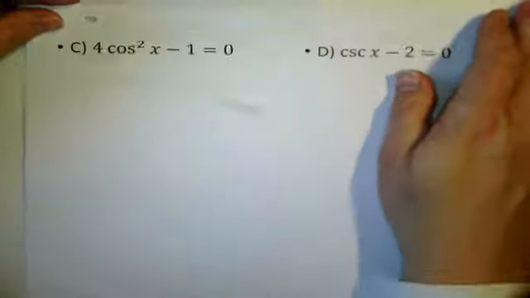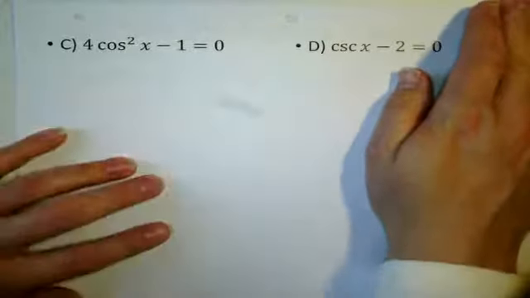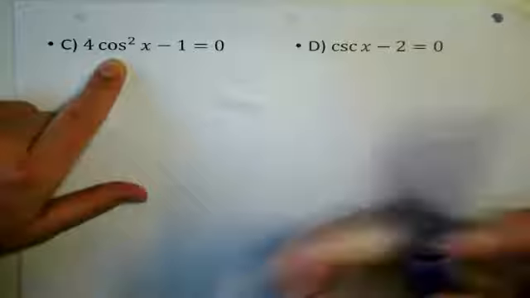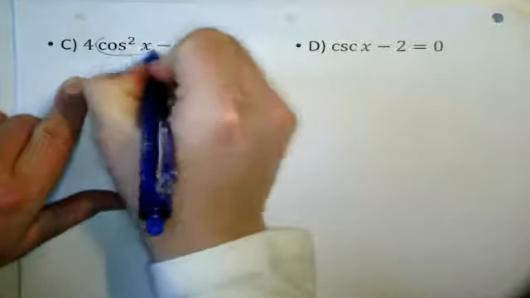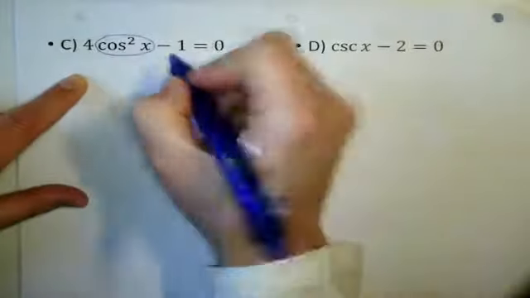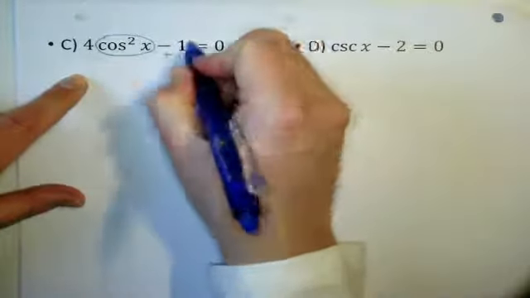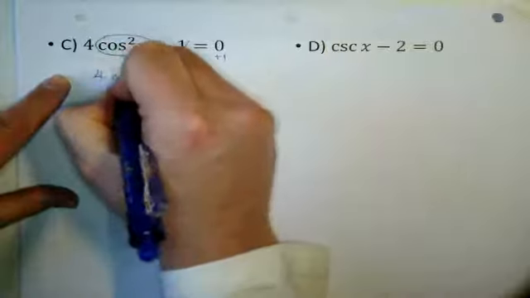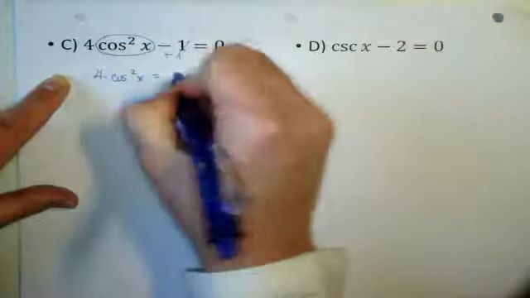Let's try some more. Okay, so same idea. We were trying to isolate our trig function. You'll notice our trig function is being squared. So first I'm going to add 1. So that gives me 4 times the cosine squared of x equals 1.